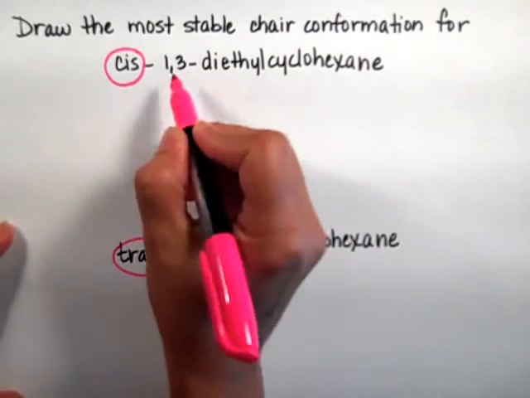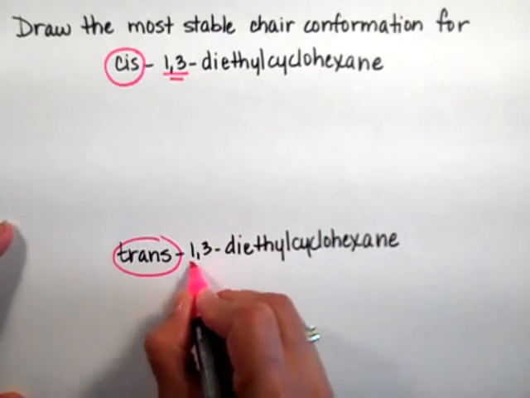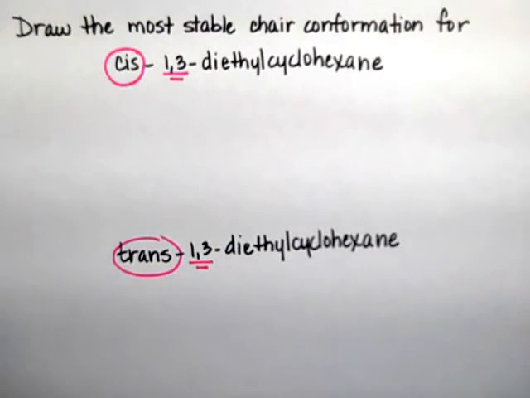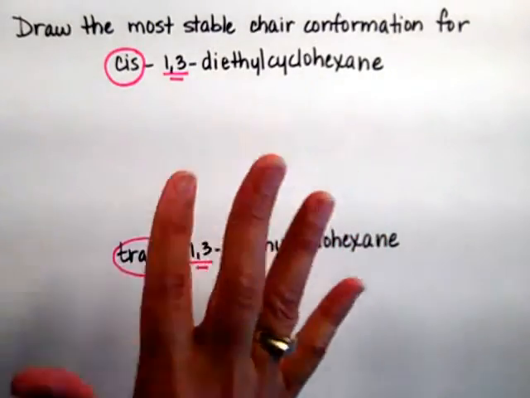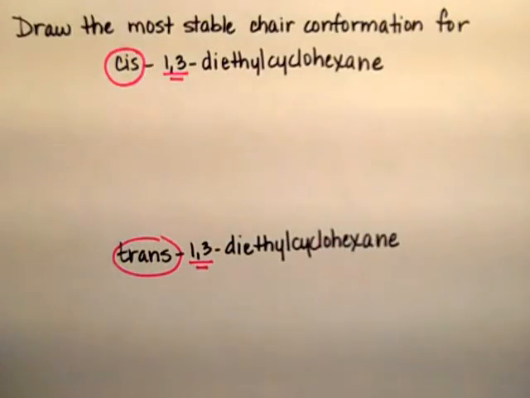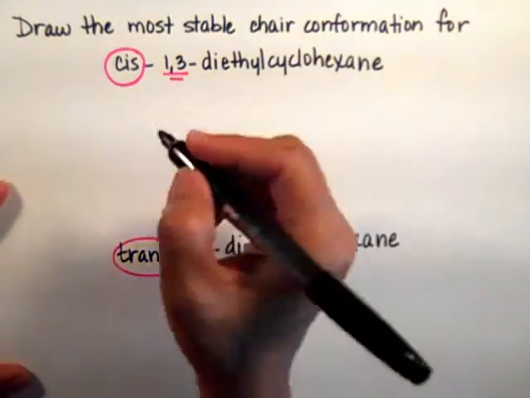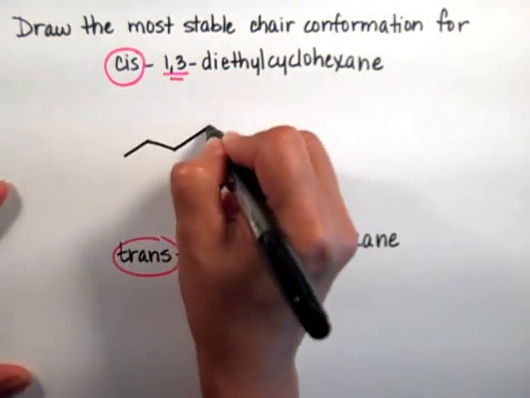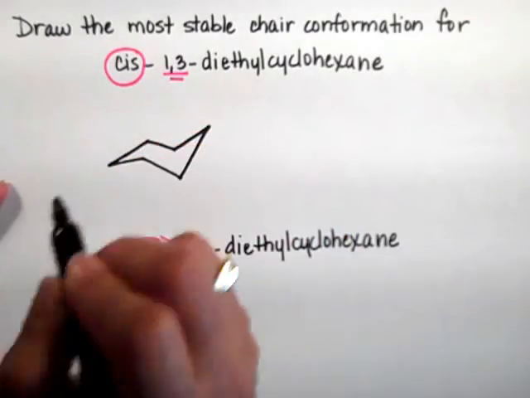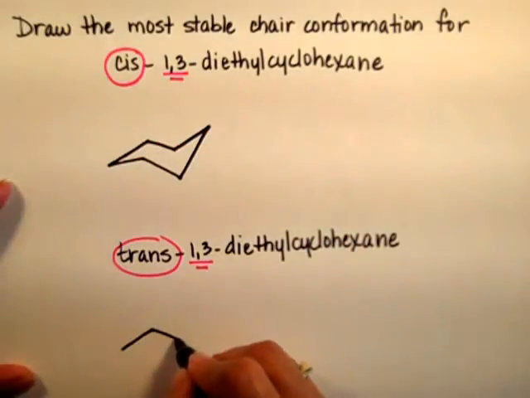The other thing that you need to watch out for is the position of your ethyls, because sometimes we're so going for everything equatorial, we don't even notice that we need to have the substituents on the right carbons. All right, so right here I'm going to go ahead and I'm going to do a chair for each.